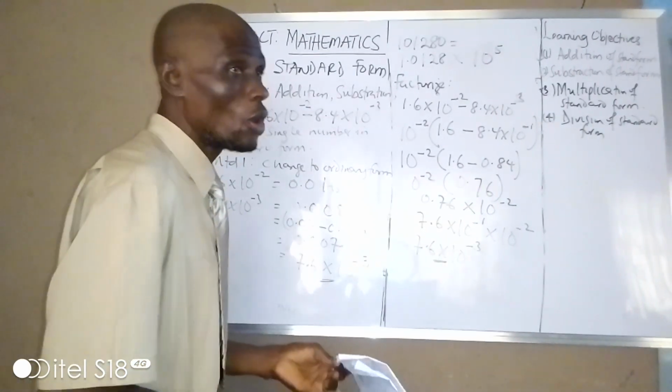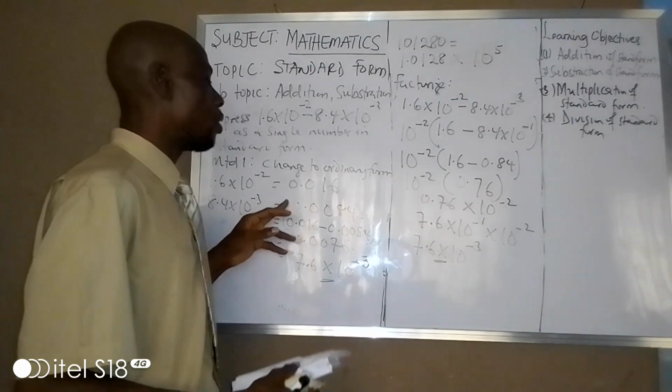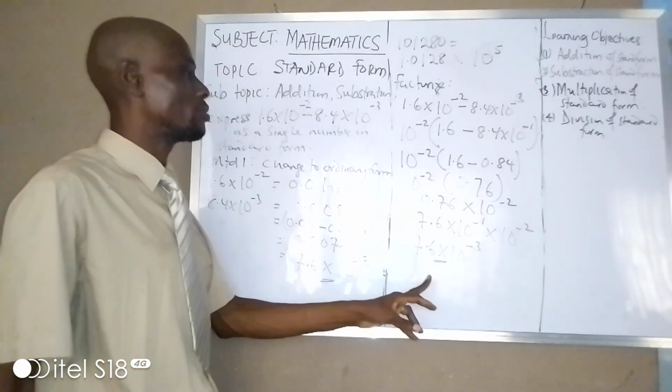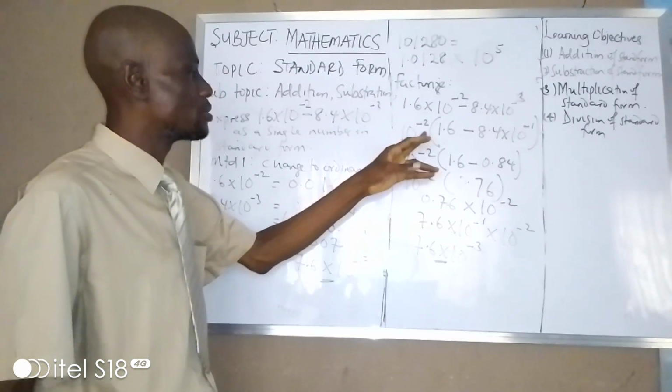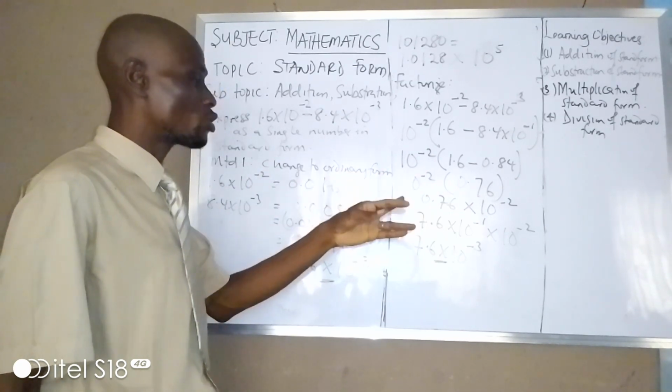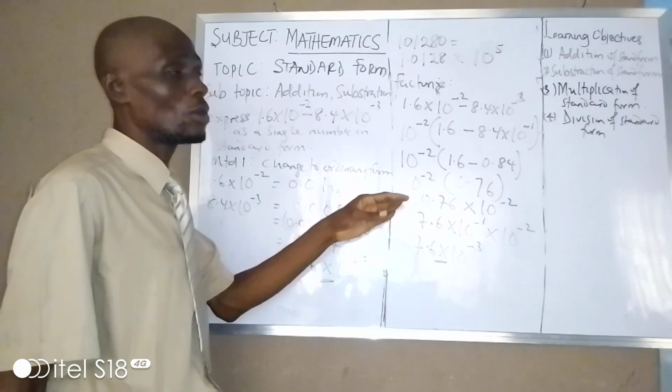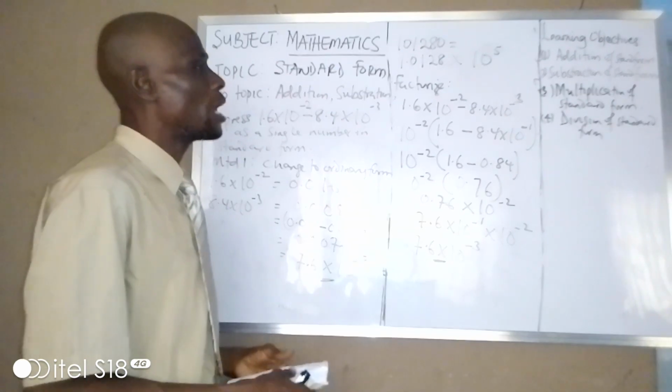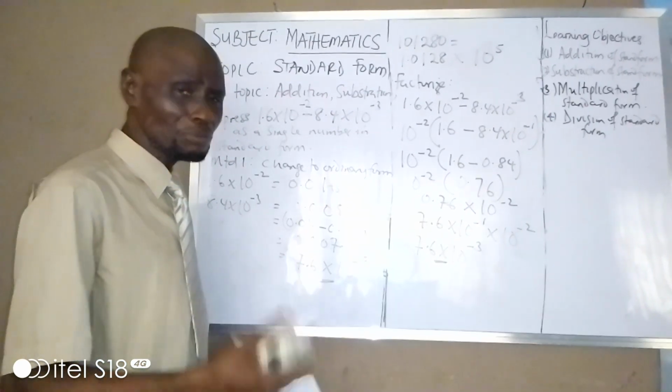You can use ordinary form or factorization. Just follow the steps the same way. So this is how to do addition and subtraction. Let us now look at multiplication and division.